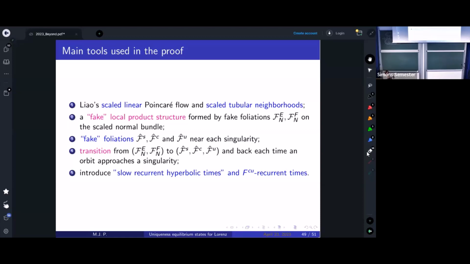What you have to remember is that the singularity is really complicated to deal with. To prove specification, you can just take the initial point in a segment of the orbit and the end point far from the singularity, and then you have the result for specification. And if you want to prove the Bowen property, in other words, the estimate for the Birkhoff sum of the potential along the orbit, you have to introduce slow recurrence hyperbolic times and central unstable recurrent times.